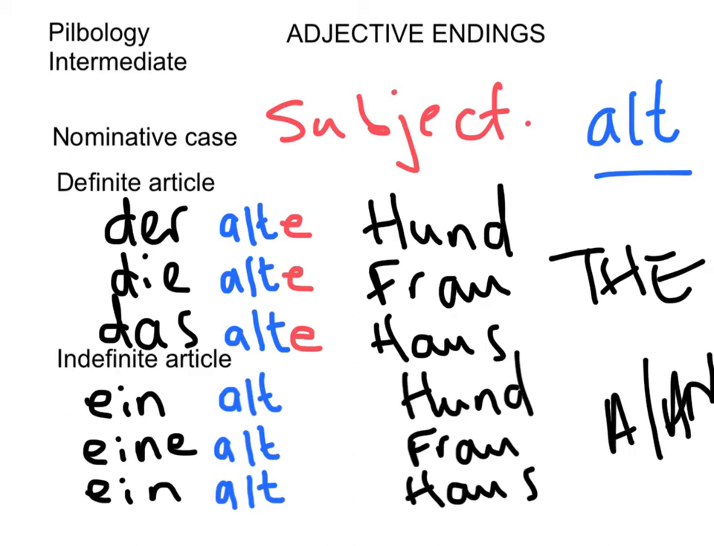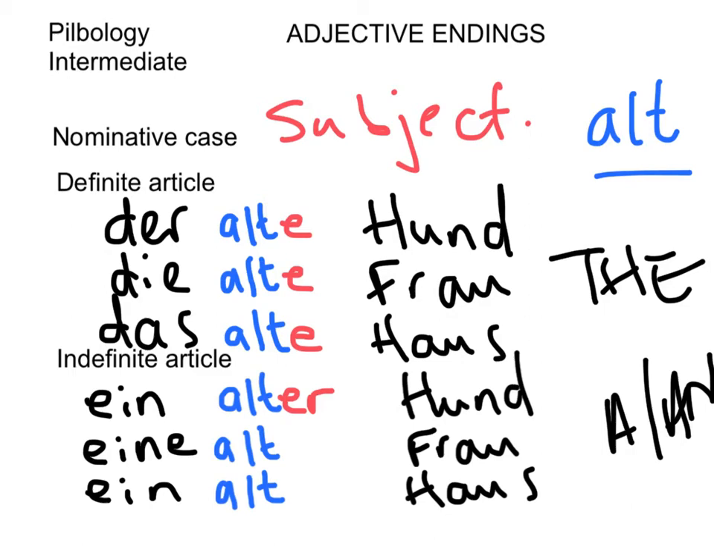Okay, so let's just recap. We have der, die, and das. We've got der Hund, die Frau, and das Haus. And the same rules apply here. Okay, we've got ein Hund, eine Frau, and ein Haus. But we want to describe that house. So, after the indefinite article, the changes to the adjectives are as follows. If it is a masculine word, for example, Hund, the ending reflects its definite article. Okay, so it is a der word, it ends in er.